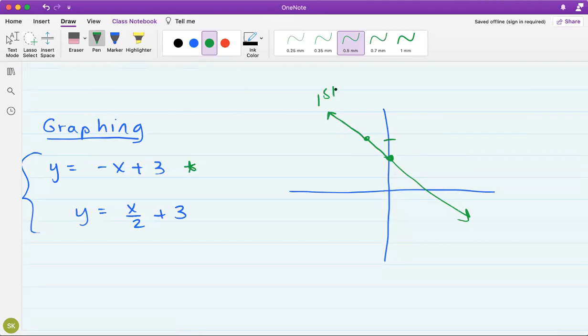So I'm going to put the first equation so we can keep them straight. And then this one also goes through the point 3, and the slope is up 1 over 2. Now let me fix this a little bit, because this point right here is 3, 0. So up 1 over 2 would be somewhere like this.